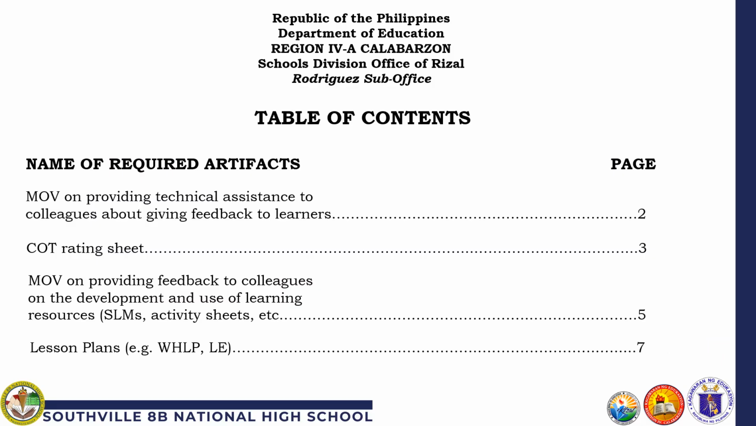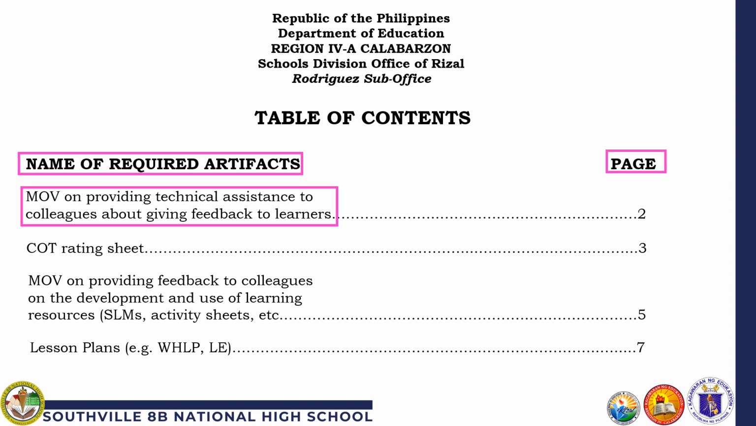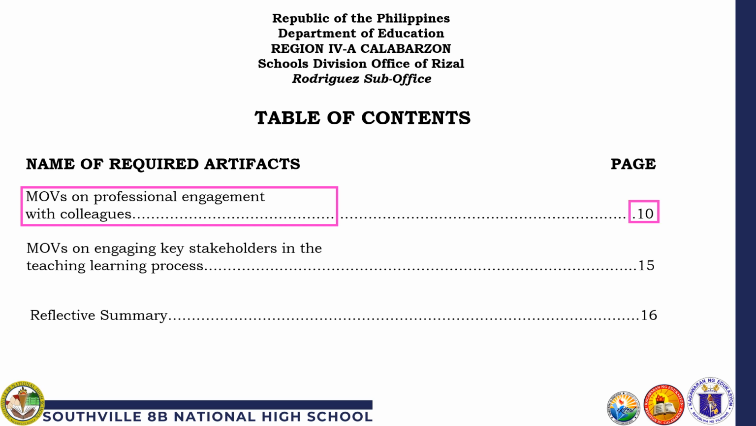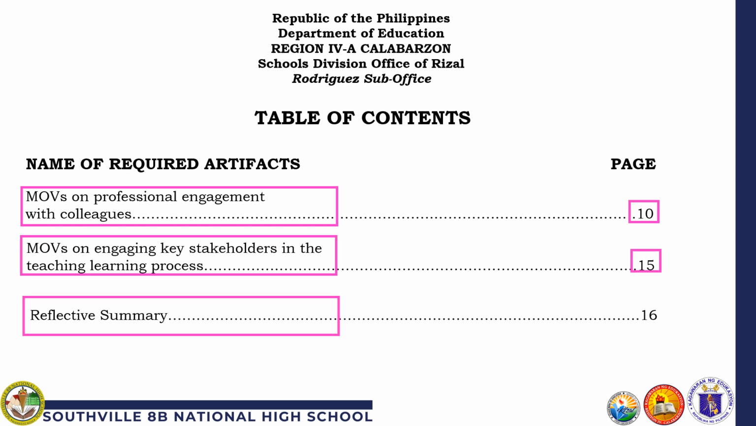Next is the table of contents of my portfolio. You will see the name of artifacts here. And on the other side are the pages where you can find the specific MOBs or artifacts. This is the artifact 1, then the page, artifact 2, artifact 3, artifact 4, artifact 5, artifact 6, and artifact 7.